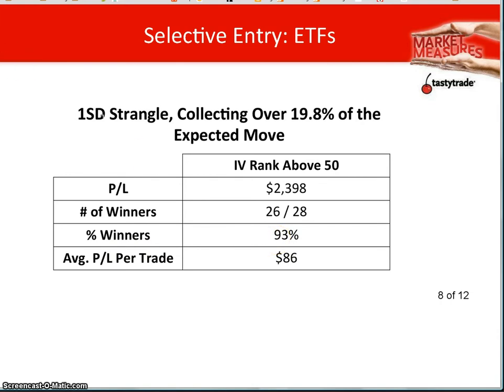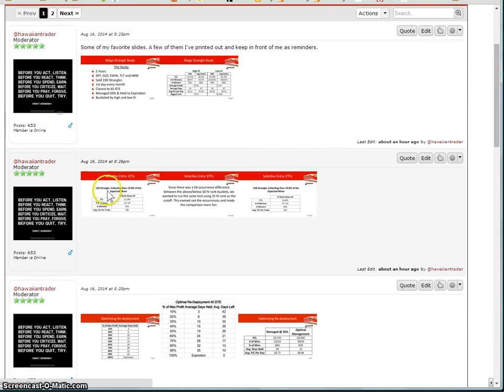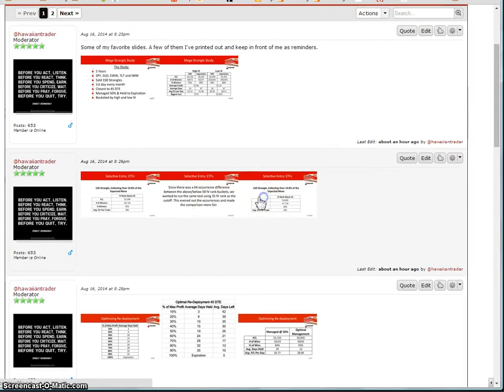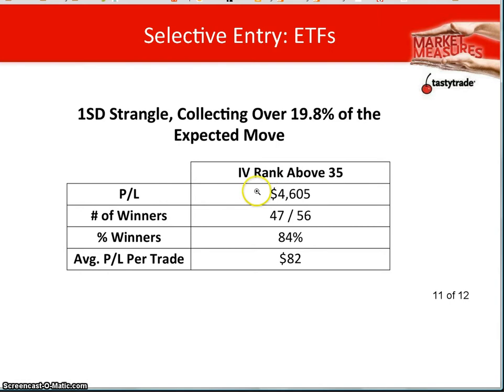All right. In this same slide, you'll see that since there was a 64% occurrence, they wanted to use 35% IV rank because you get more occurrences to trade. And here are the results on that third slide over. So if you do a golden gecko, you collect at least 19.8% of the expected move when you price it out as a strangle, and IV rank is at least above 35, you still had an 84% win rate. Okay, and you had more occurrences.